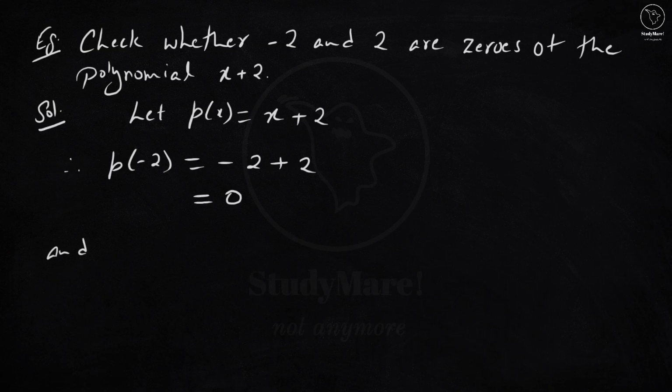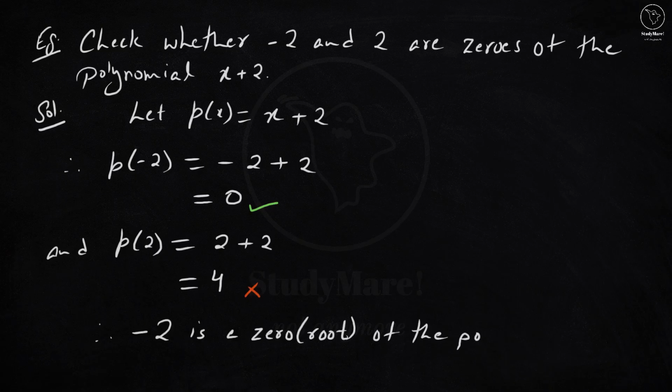And p of 2 is equal to 2 plus 2, which is equal to 4. So you can see we have got 0 in case of p of minus 2, but 4 in case of p of 2. Therefore, we can clearly state that minus 2 is a 0 or root of the polynomial x plus 2.